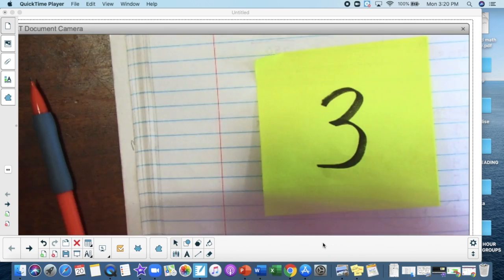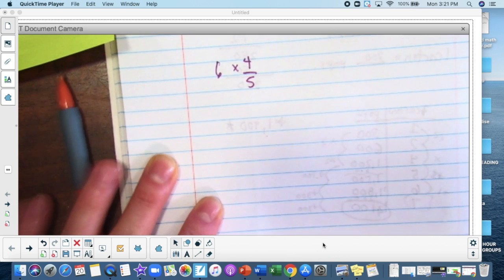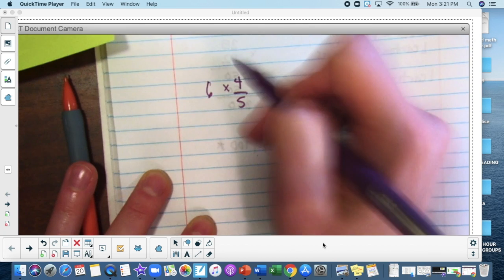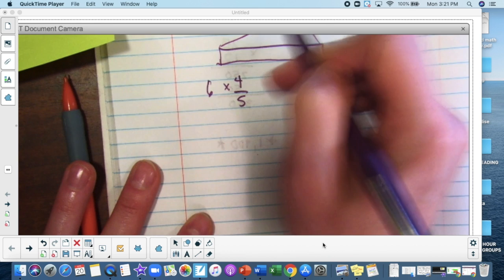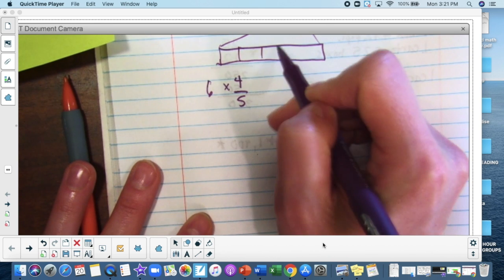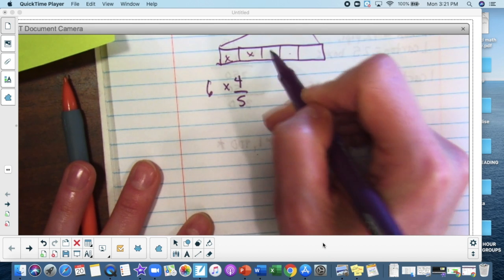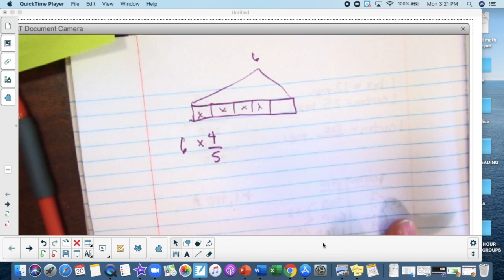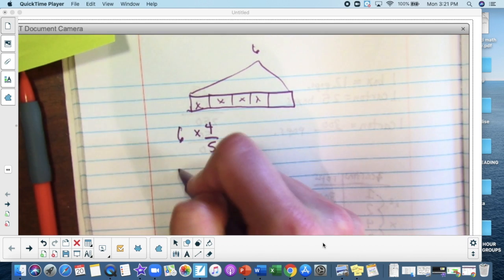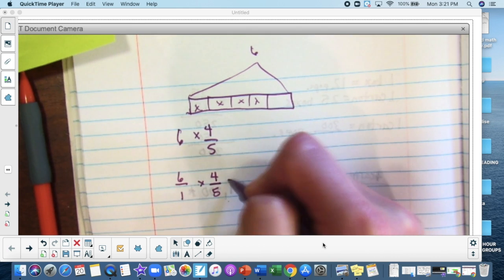Now I have number 3, 6 times 4 fifths. So for number 3, we're doing 6 times 4 fifths. So I need to know, if this were, let me draw a little quick model here, if this were the number 6, I would need to know 1, 2, 3, 4, 5, how much 4 fifths is equivalent to, okay? So 6 times 4 fifths, that's what I'm trying to figure out. I'm going to set it up like a typical fraction multiplication problem. If I put 6 over a 1, it makes it a fraction.